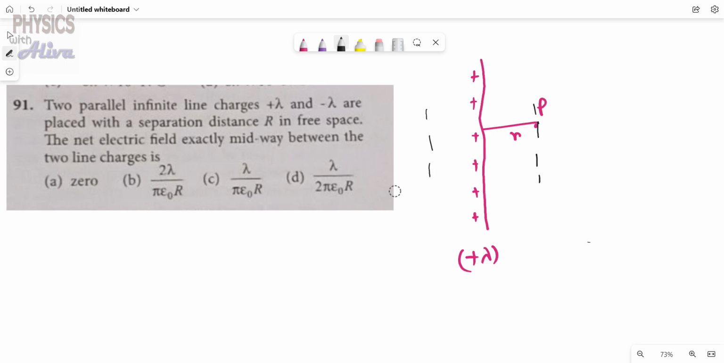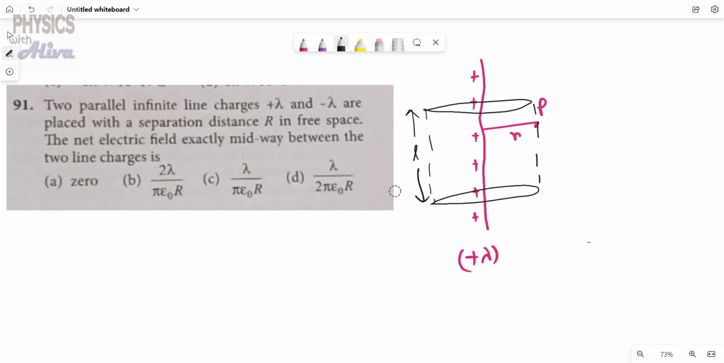For line charges, or for a cylindrical system, we have to consider a Gaussian surface which is symmetrical with our system. So for a line charge, we will consider a cylindrical Gaussian surface. If a point charge is given, we will consider a spherical Gaussian surface, right? If a line charge is given, we will always consider a cylindrical Gaussian surface. The radius of this cylinder is small r and the length of this cylinder is small l.